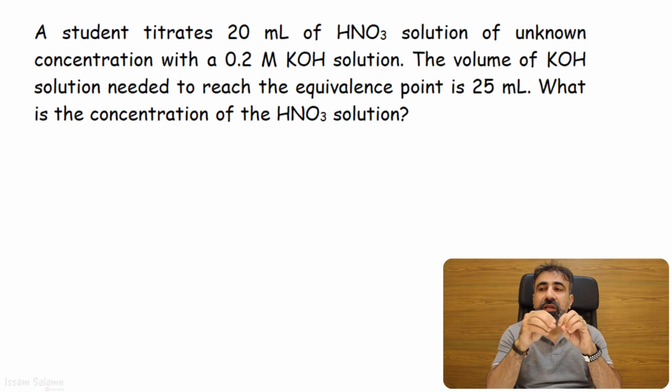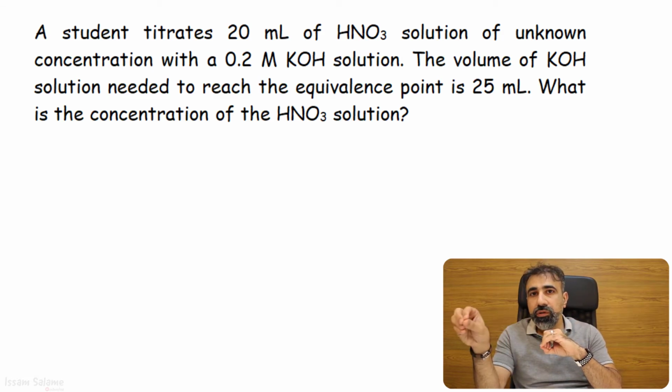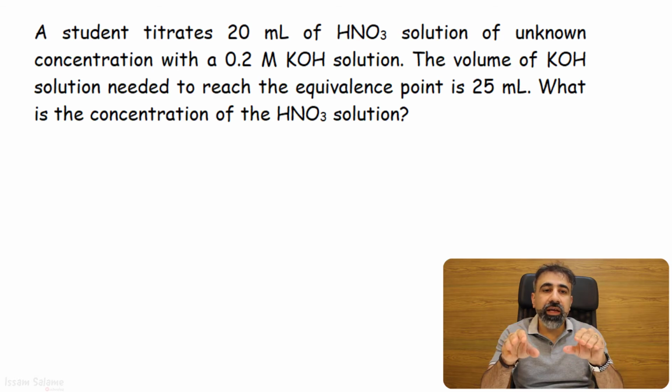Let's practice some exercises about neutralization and titration. Like in this exercise, we have a student titrates 20 milliliters of nitric acid solution of unknown concentration with 0.2 molar potassium hydroxide solution. The volume of potassium hydroxide solution needed to reach the equivalence point is 25 milliliters. What's the concentration of nitric acid solution? Here, the question is telling me that we reach the equivalence point. In some questions, you are going to find it as pH equals 7, which is the same.